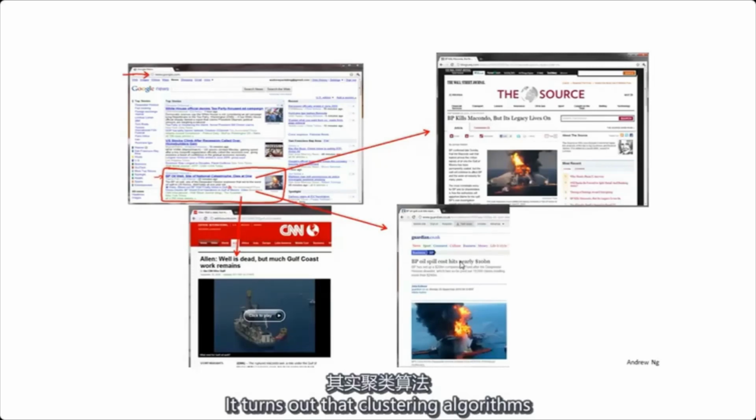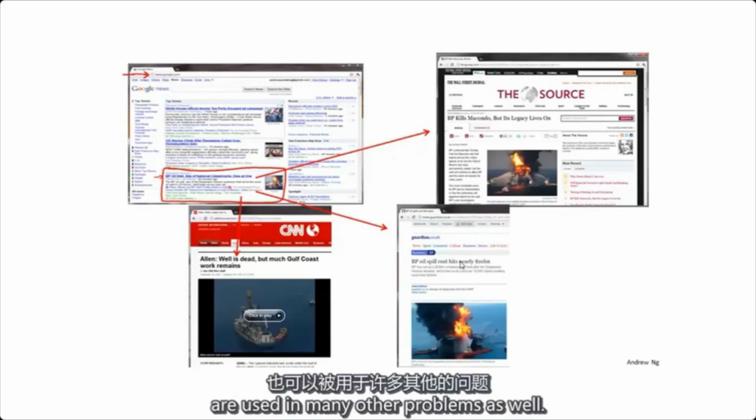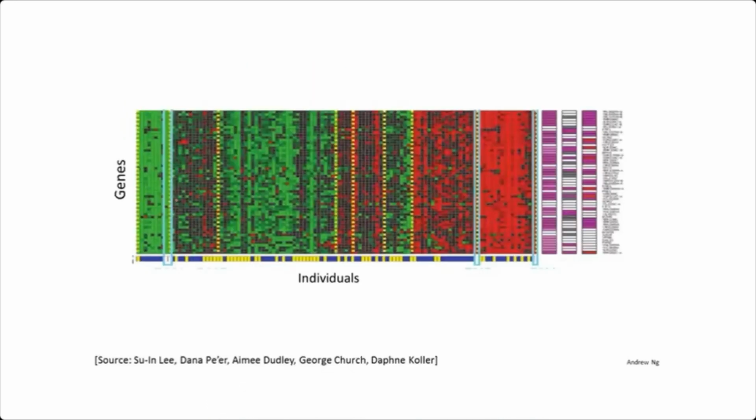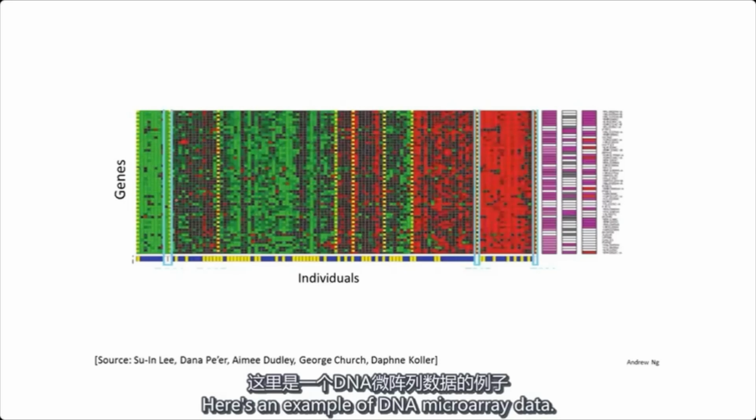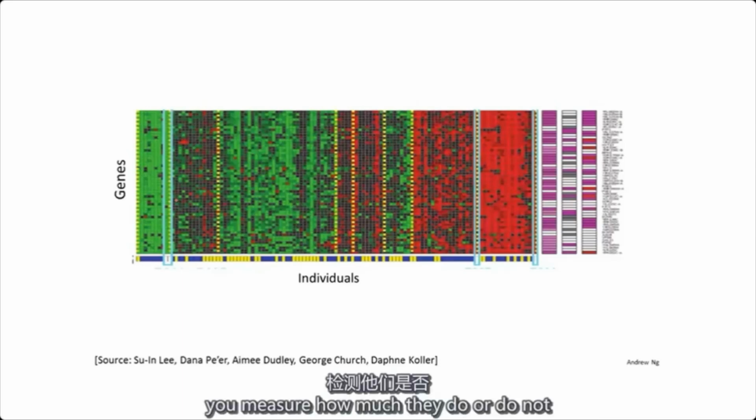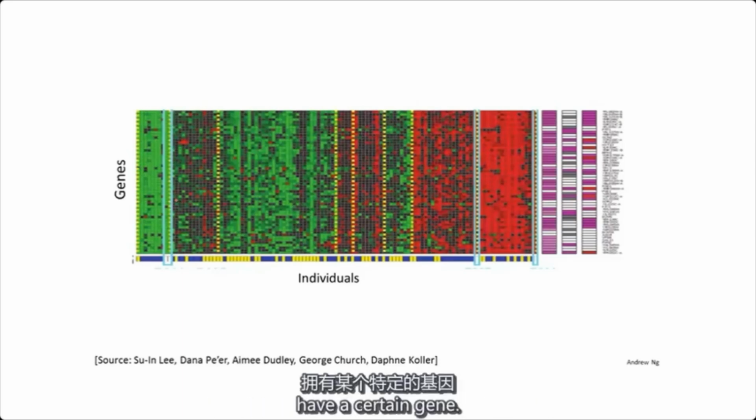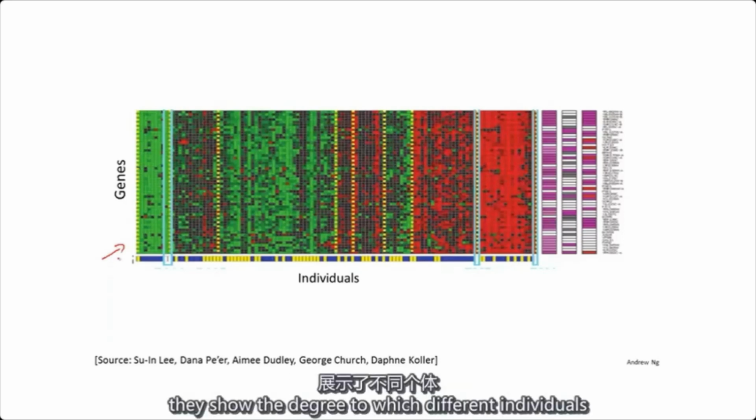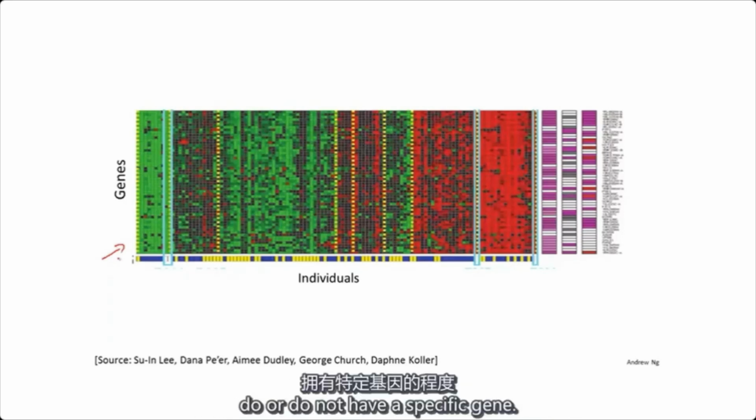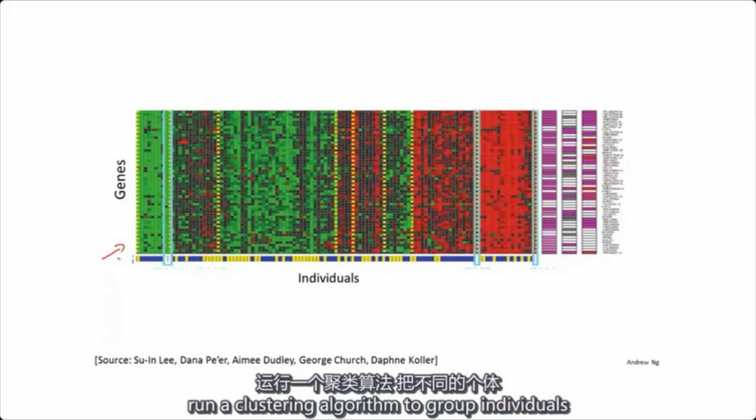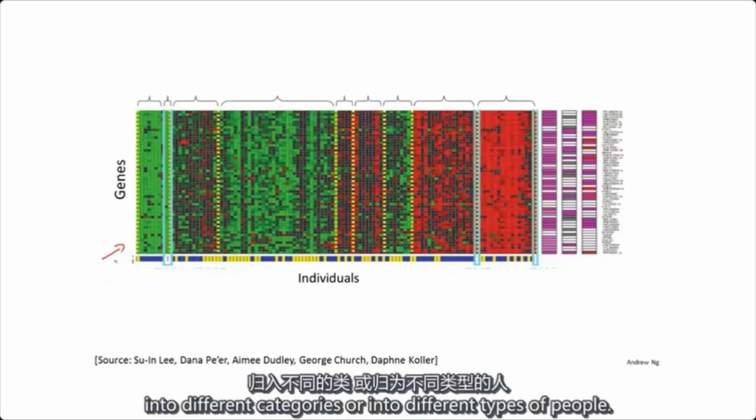It turns out that clustering algorithms and unsupervised learning algorithms are used in many other problems as well. Here's one on understanding genomics. Here's an example of DNA microarray data. The idea is you get a group of different individuals, and for each of them, you measure how much they do or do not have a certain gene. Technically, you measure how much certain genes are expressed. So these colors, red, green, gray, and so on, show the degree to which different individuals do or do not have a specific gene. And what you can do is then run a clustering algorithm to group individuals into different categories or into different types of people.